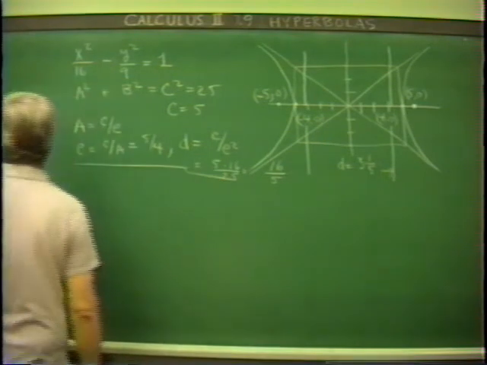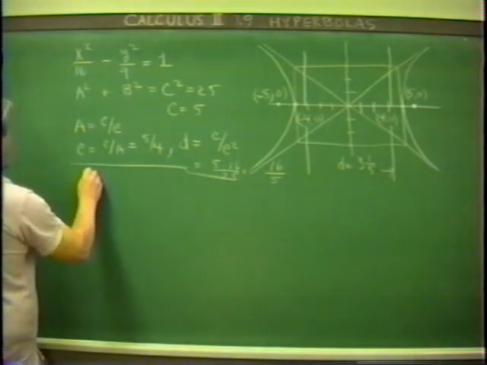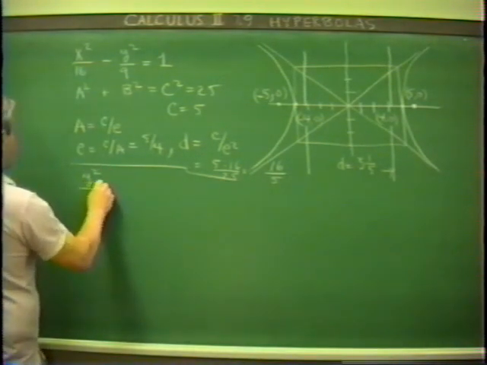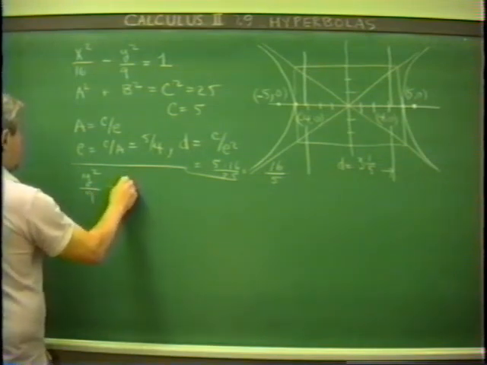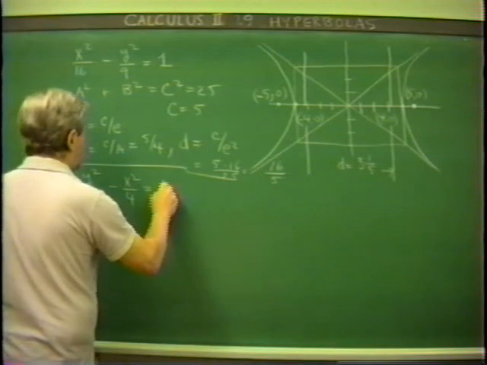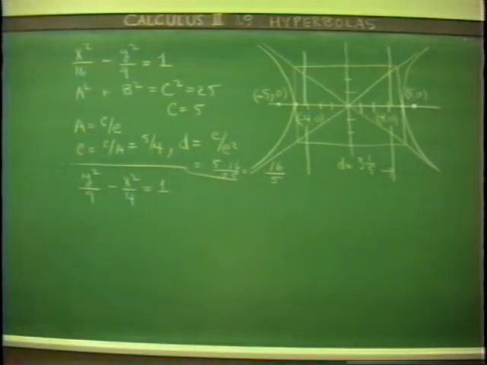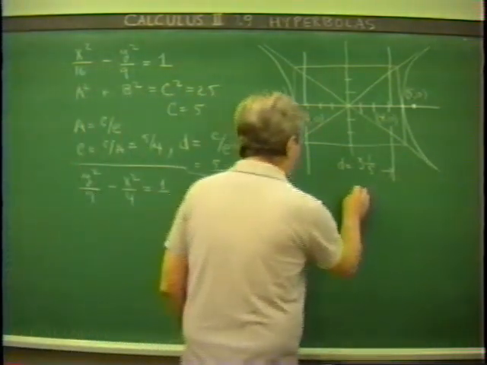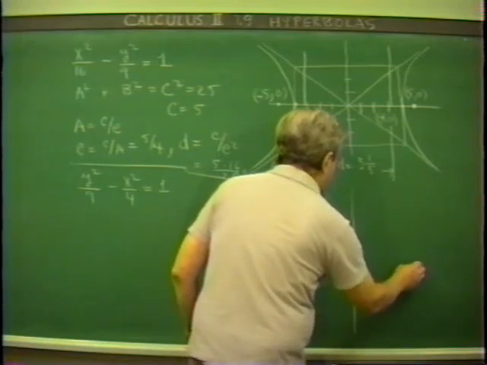So there's a picture of the graph of this particular hyperbola. Let's look at another. Well, let's look at one with the other direction. y squared over 9 minus x squared over 4 is equal to what?